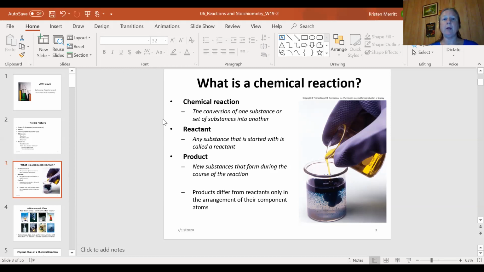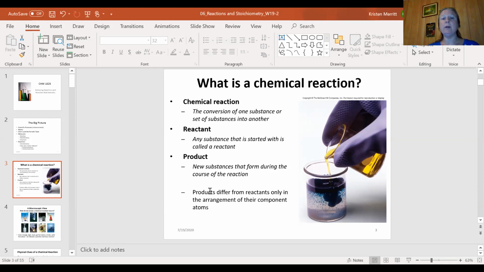So a chemical reaction is defined by the conversion of one substance or set of substances, so your starting material, into another. Your product, at least one thing on your product has to be different for it to be a chemical reaction. Our definitions: the reactant is the left side. It's your starting material. Everything on the left side is reactant. Product is what you're making. That's on the right side of the equation.